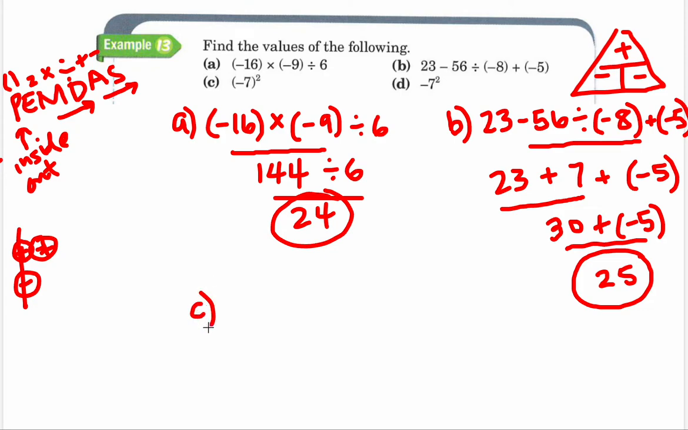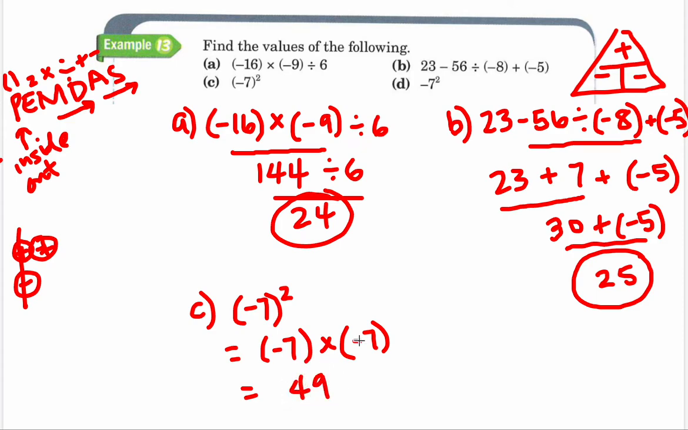Let's go on to part C. Hopefully you got those two correct. It's negative 7 squared. Nothing to do inside the parentheses, so we go on to exponents. Negative 7 squared is the same as negative 7 times negative 7. So let me just show my work in expanded form. 7 times 7 is 49. They're both negative. Negative times negative is positive, so it stays positive.